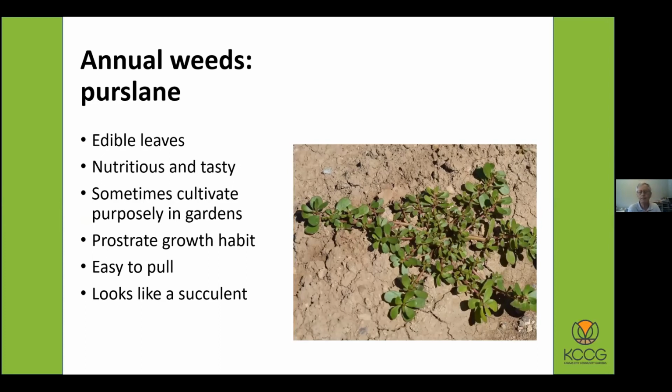Purslane is a common annual weed, likes heat. It's got edible leaves and actually is fairly nutritious and very tasty. In fact, sometimes people will cultivate it in their gardens on purpose. And in France, it's actually grown as a somewhat common vegetable. It's got this creeping prostrate growth habit. It's easy to pull out if you want to get rid of it. And you could eat it if you want to. It looks kind of like a succulent. The leaves are thick and succulent, almost like a little jade plant or something, but very easy to deal with.